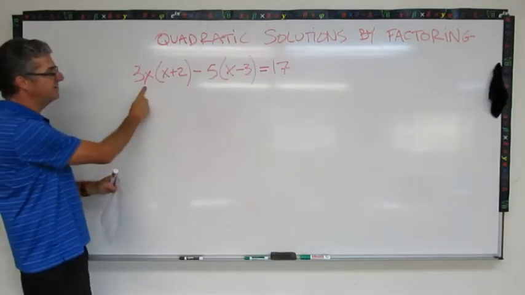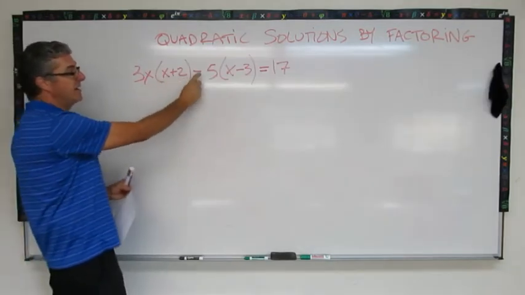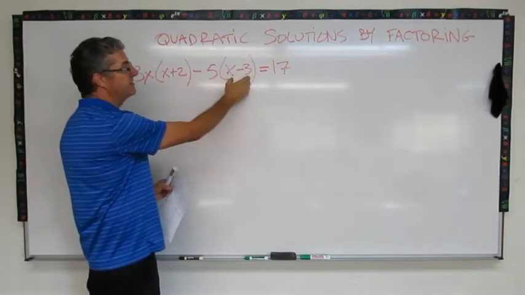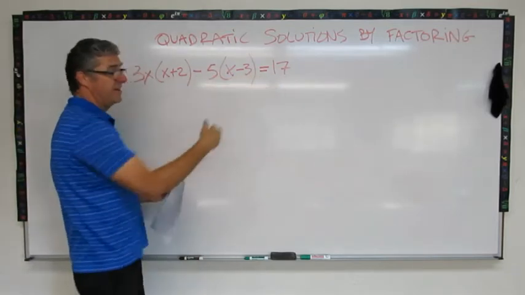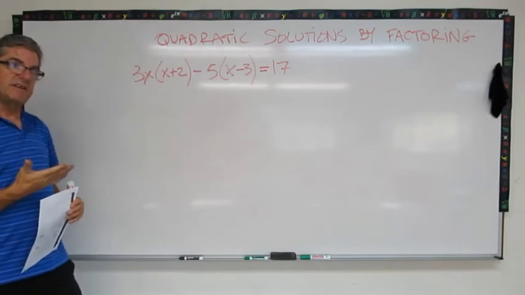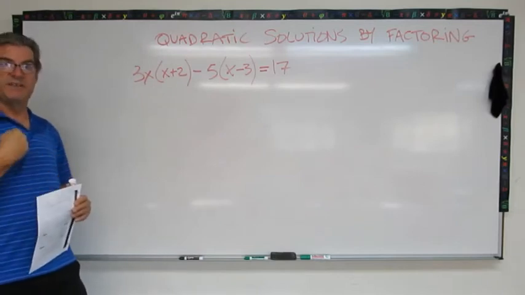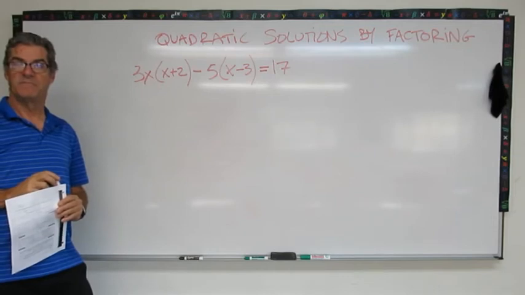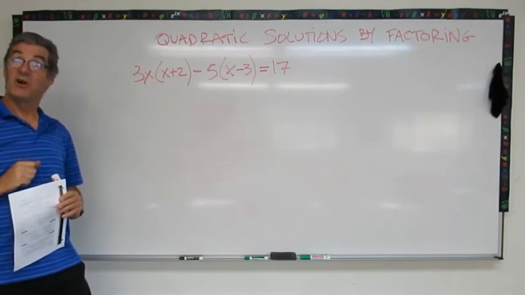Here it is, 3x times parentheses x plus 2 minus 5 times parentheses x minus 3, all equal to 17. So do some expanding, do some collecting of like terms, and then factor in the best way that you can. Pause the video. Okay, let's see how you did.